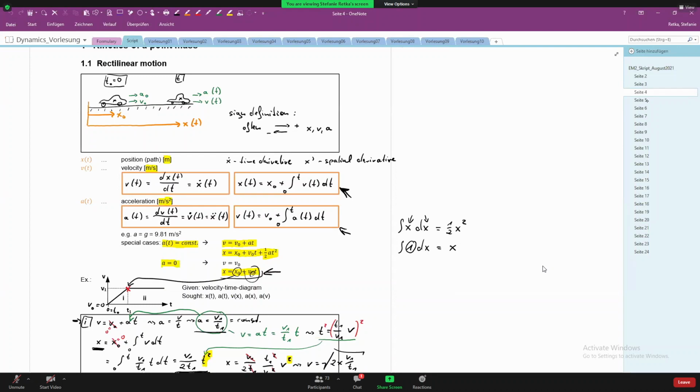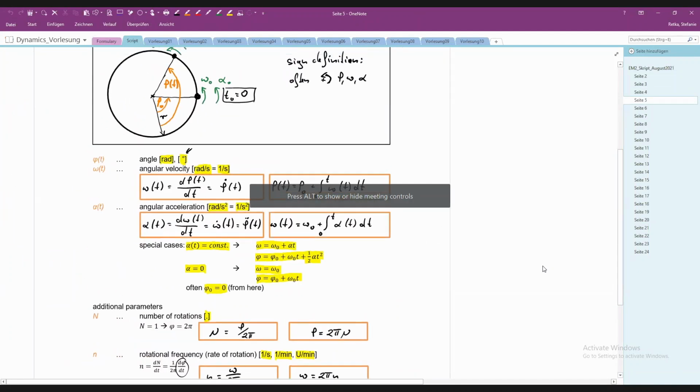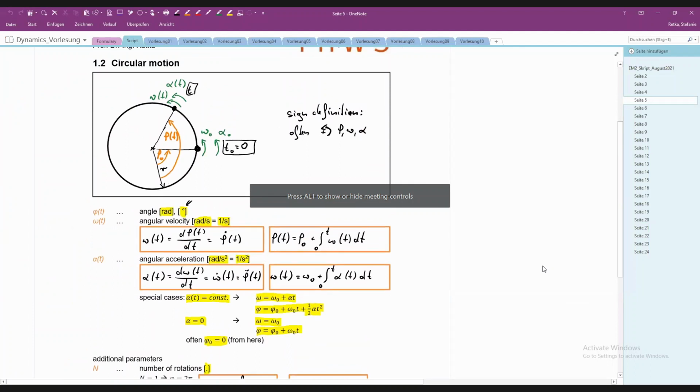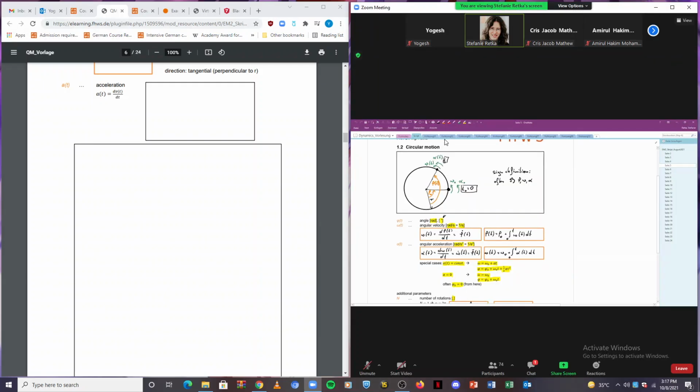Then we did the same for the circular motion, circular motion of a point mass. It's quite similar to the rectilinear motion. We need three variables to describe the motion: angle, angular velocity, and angular acceleration. And the relation between these three variables is similar to the rectilinear motion.